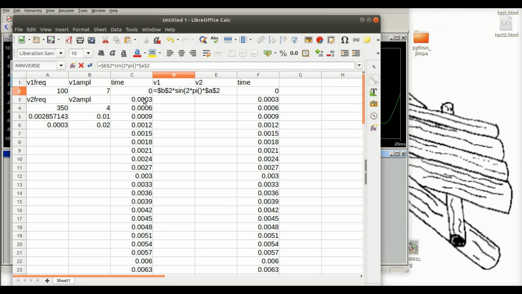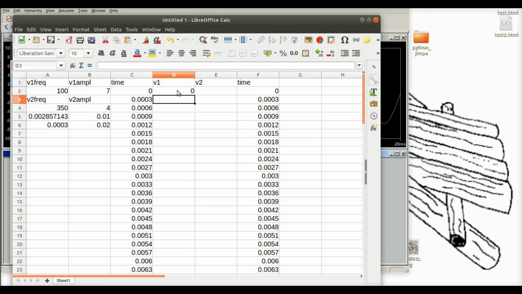times my time, and this one won't be an absolute because as I copy down I want to copy different values, so I just type in the C2 part, and then when I copy it down I'll have my waveform. Got to close my parentheses and hit enter, and there you go.